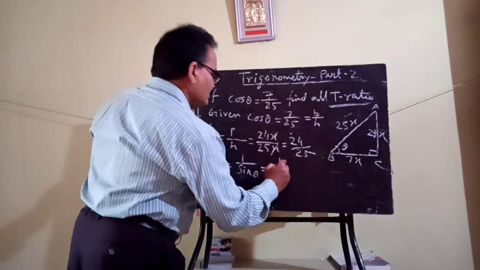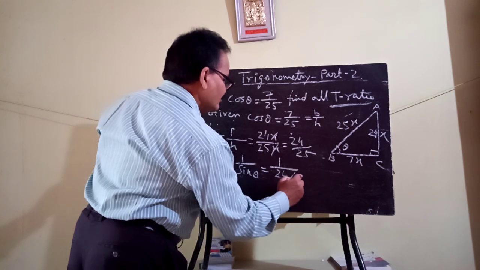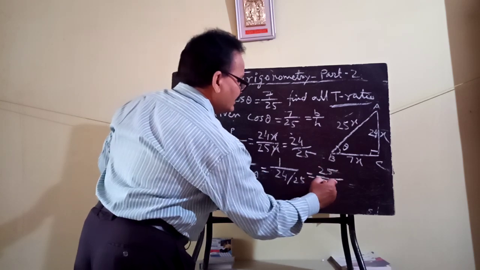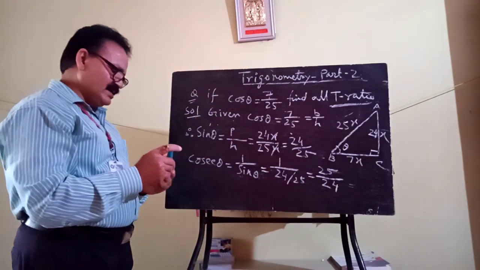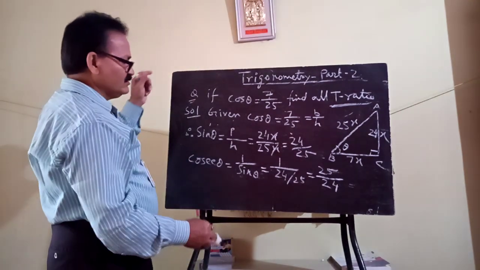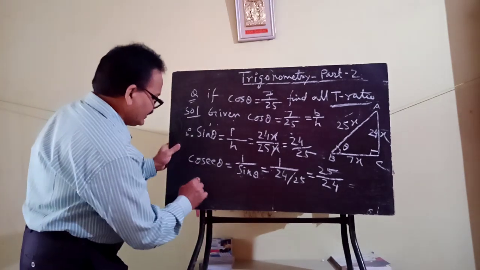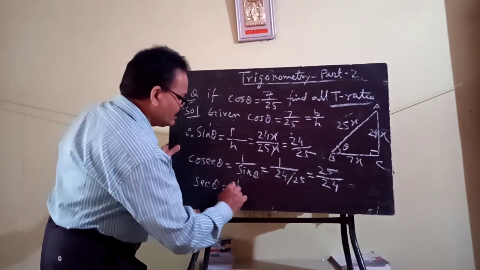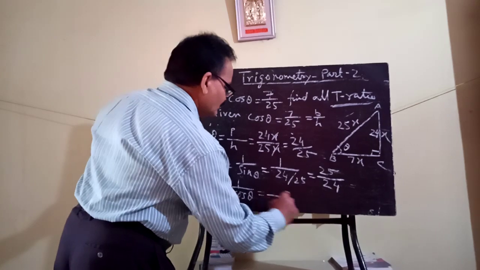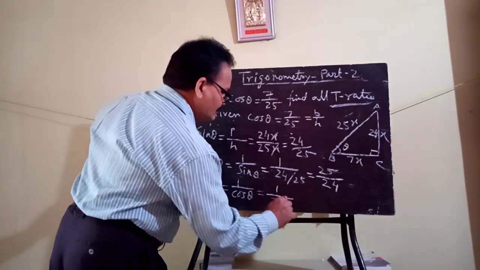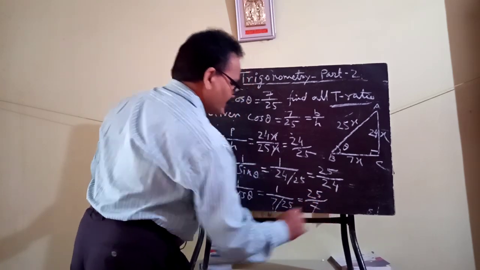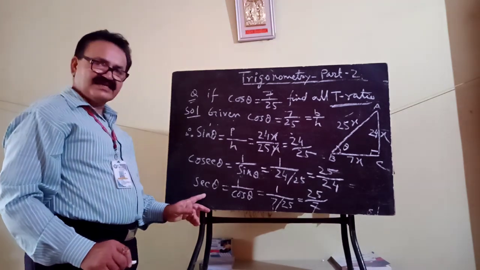That is your 1 by 24 by 25. That will be equal to 25, with 24 becoming the denominator. So here, after finding sin theta, you got cosec theta. Now again I need sec theta. Sec theta is, you know, 1 by cos theta. And since the value of cos theta is given as 7 by 25, that means 1 by 7 by 25. So this will be 25 by 7. Okay. So you have got the sec theta also.